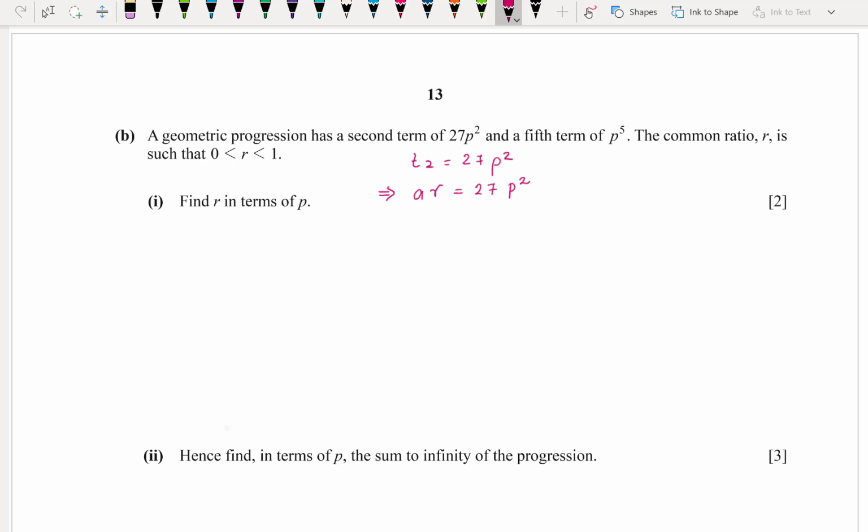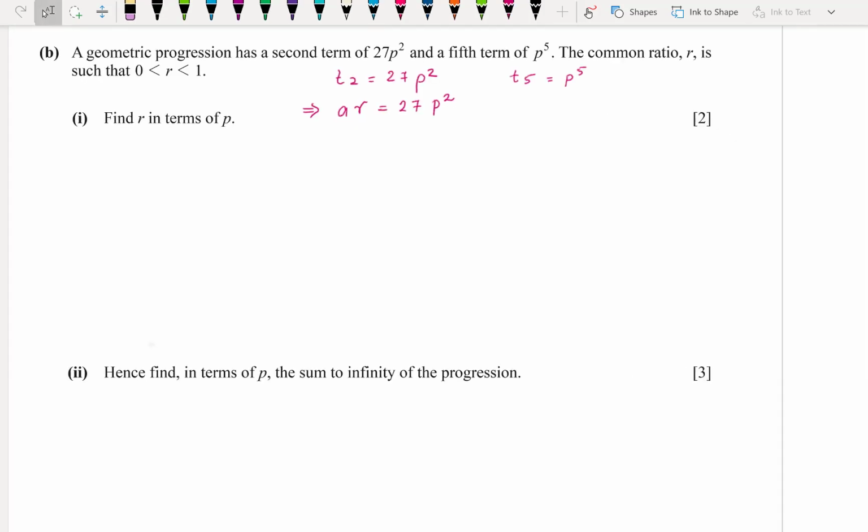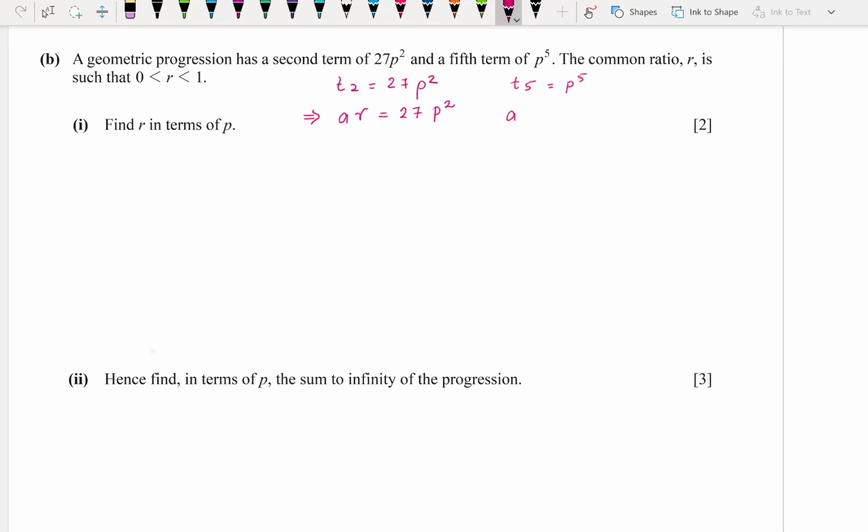Now, let's continue. And the fifth term is p to the power 5. T5 is just p to the power 5. Let's translate that one. So it is a r to the power 4 is equal to p to the power 5, right? Yes. If we combine these two, we can actually divide the left term from the right term.